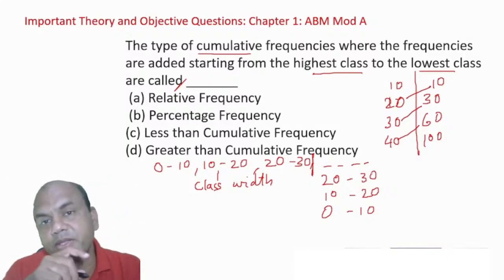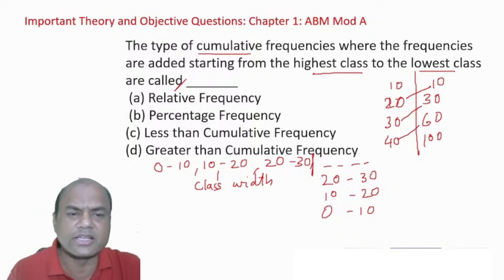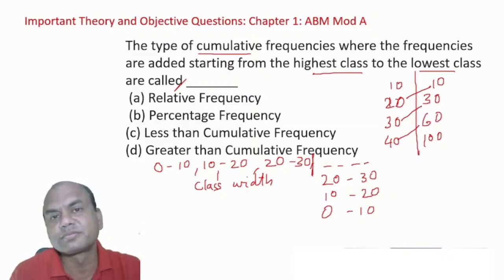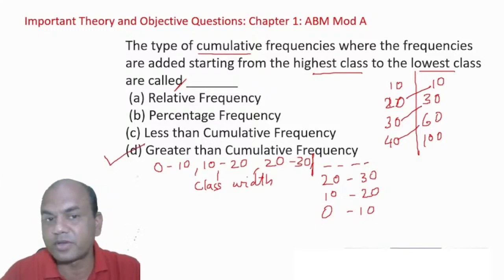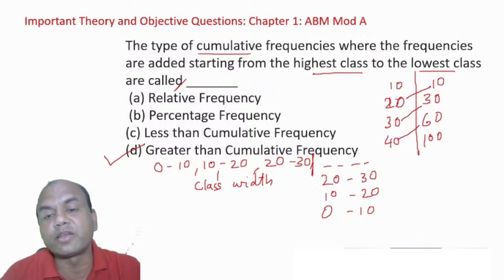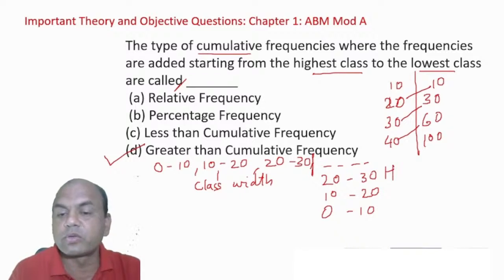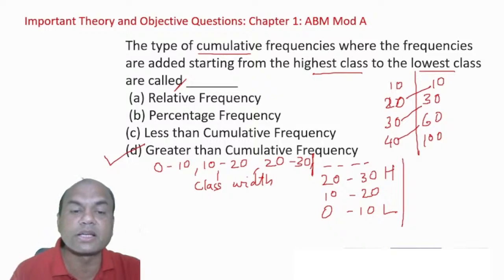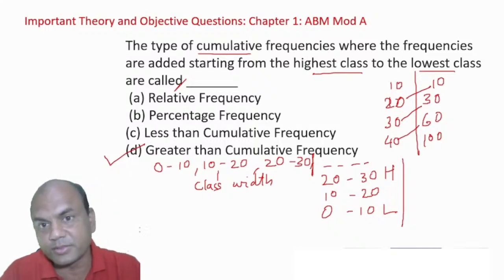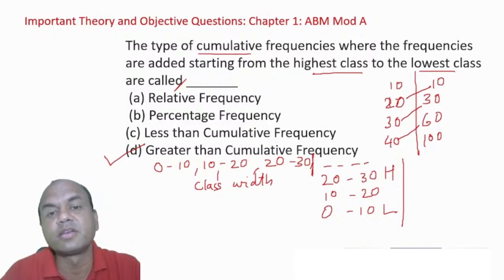What is the answer? Everyone type in the comment section. Logically, the answer is between C and D only, less than and greater than. It is greater than cumulative frequency. Greater than means whenever I'm starting from the highest and going to the lowest. If I'm taking the reverse route, lowest to highest, then it is known as less than. Clear? Simple? Okay, move ahead. Type yes in the comment section, everyone.